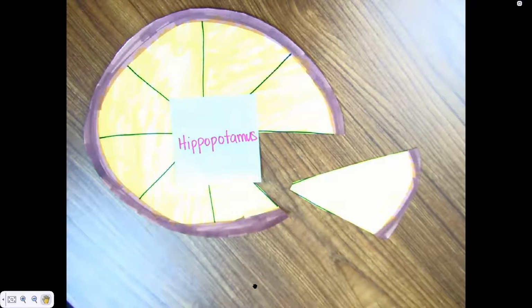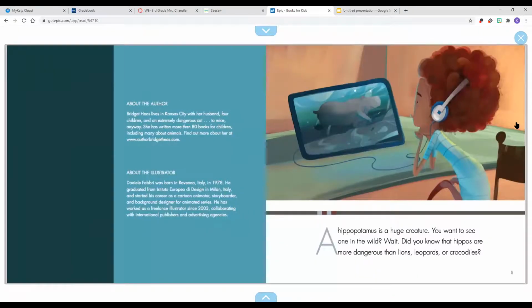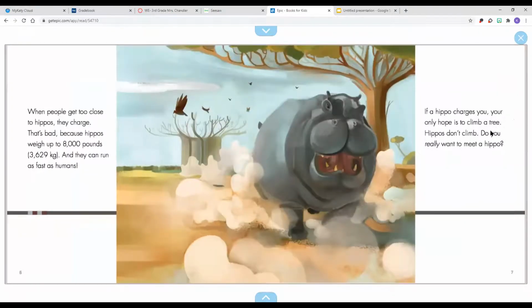If we go back to the book, it says, do you really want to meet a hippo? If a hippo charges you, your only hope is to climb a tree because hippos don't climb. And then it says when people get too close, they charge. So the central idea is that we probably, what, Katya? What do you think? Probably don't want to meet a hippo. We probably don't want to meet a hippo, right?